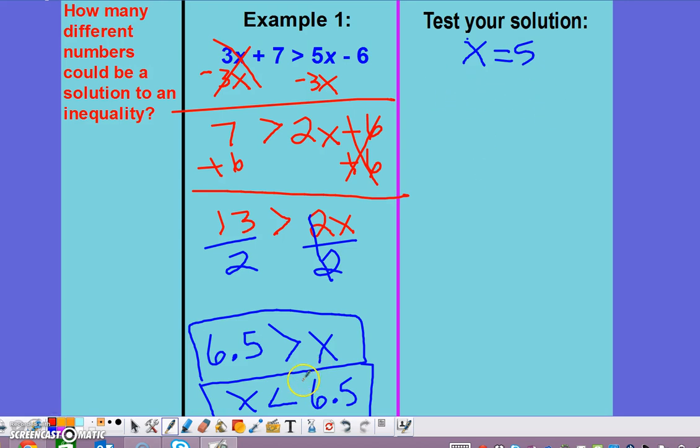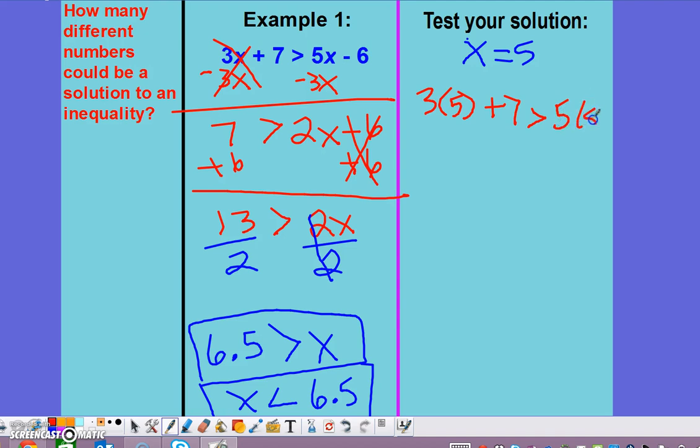I didn't pick 5 for any other reason except that it's less than 6.5. I could have picked 3 or 1. I could pick 0, but let's make it a little bit more challenging. So I'm going to substitute in 3 times, instead of x, I'm going to put a 5, plus 7 is greater than 5. Let me fix my greater than symbol so we don't confuse that with my 7.